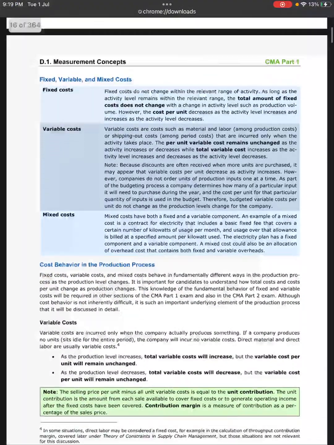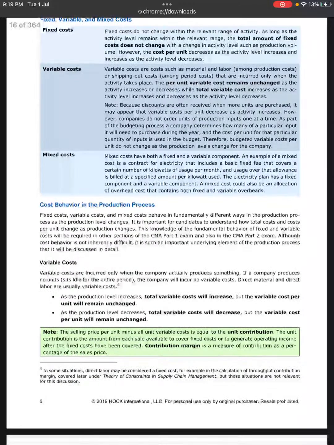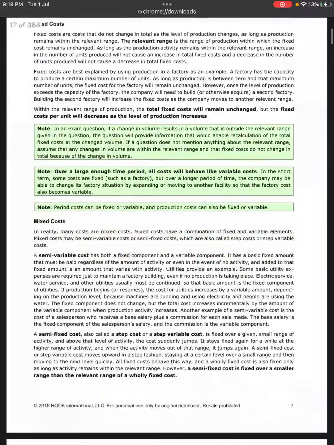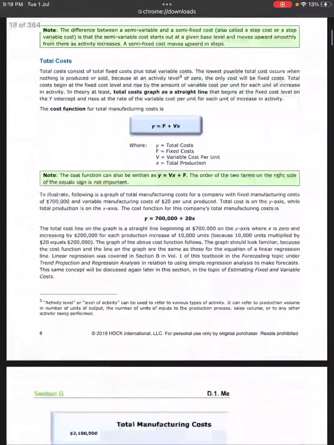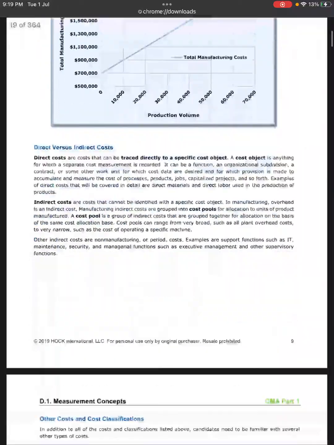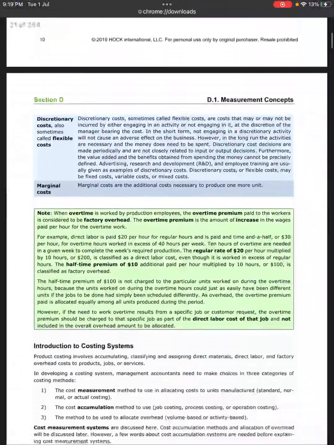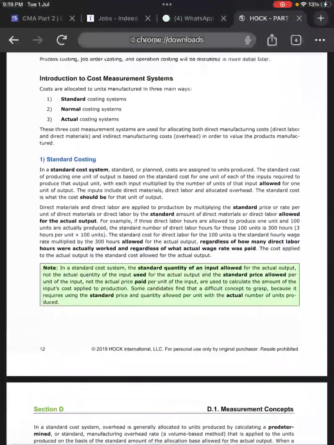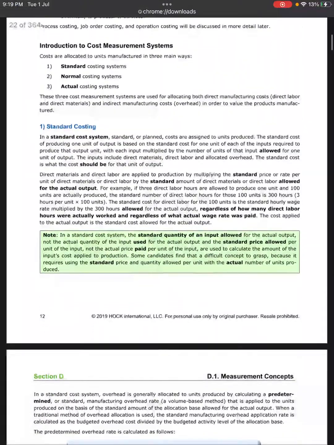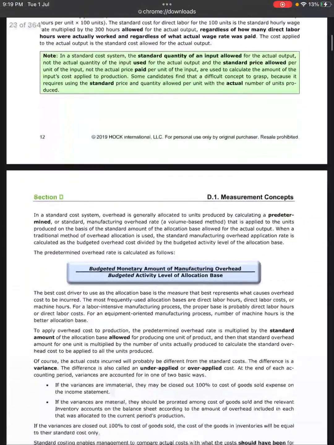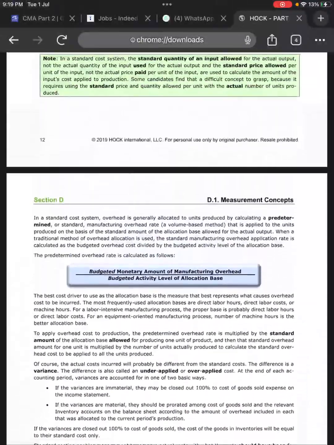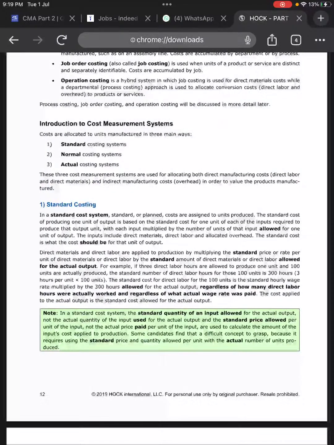Fixed cost, variable cost, mixed cost, we already discussed this one. Cost behavior we discussed already. And I just show you the absorption costing here. Standard costing, normal costing, and actual costing. If we already discussed, that's fine. If we have not discussed, then I will summarize what standard costing is.